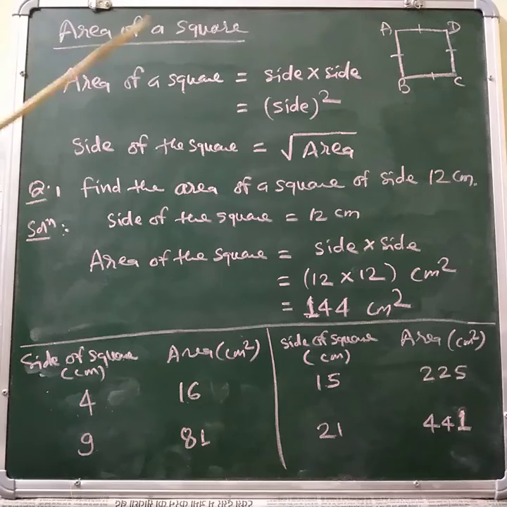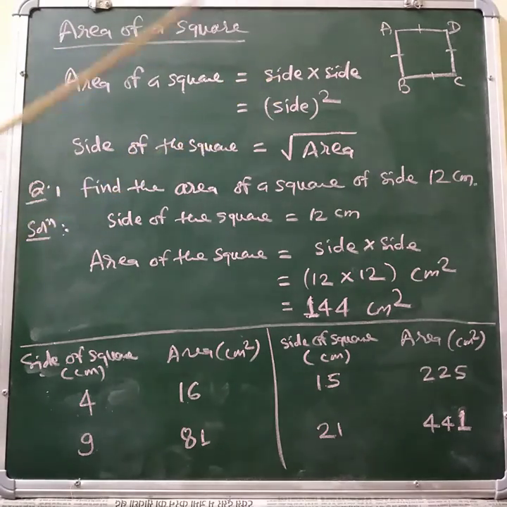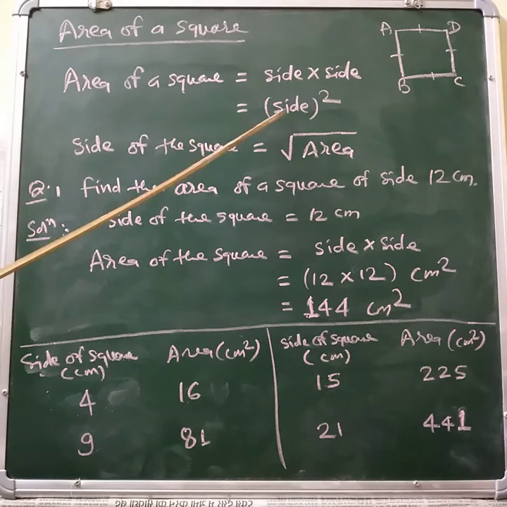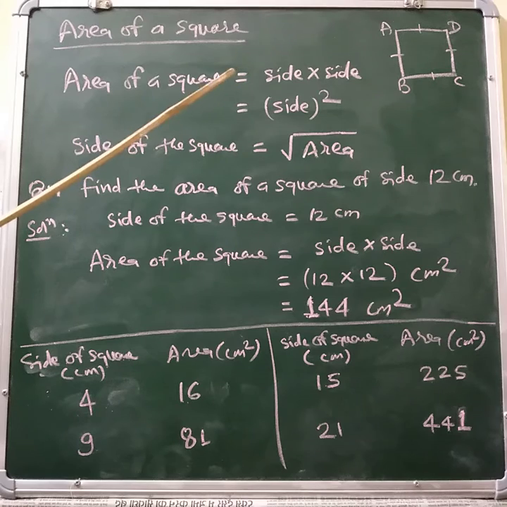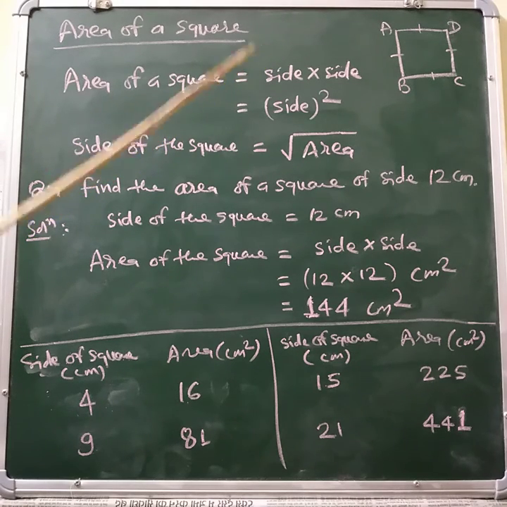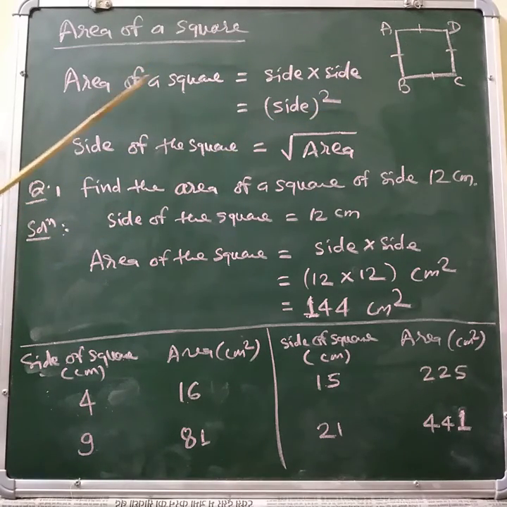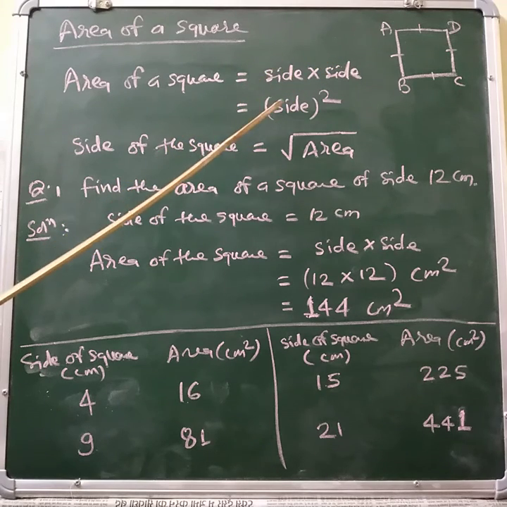Area of a square is equal to side into side. That is, the square of the side is the area of a square. And you know that area is the amount of surface enclosed by a closed figure. Clear? So if the side of a square is given, then the area of the square is equal to side into side, or the square of the side.